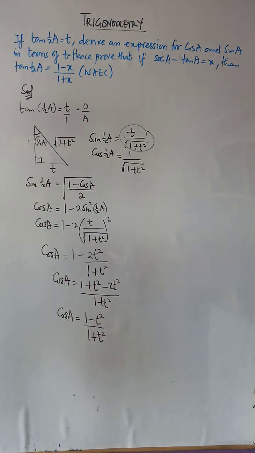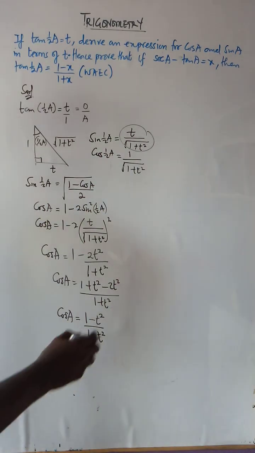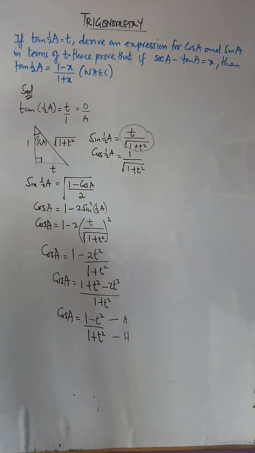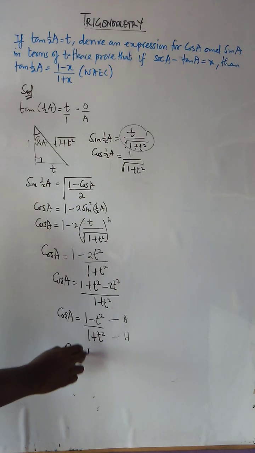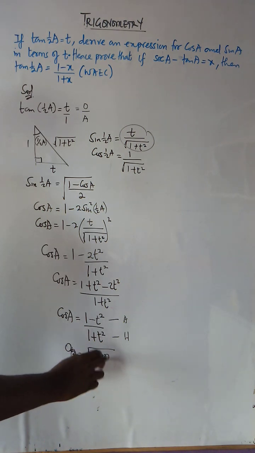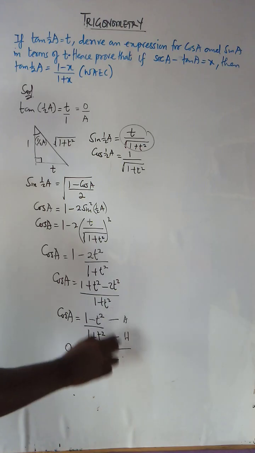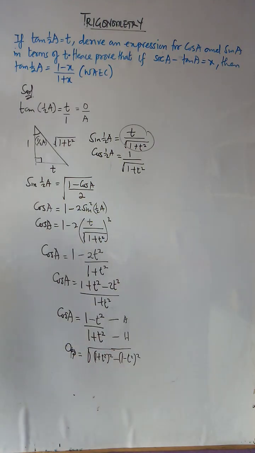So we derived the expression for cos A in terms of t. If you know cos A, we know sin A already. There are many ways you can do this. So this is the adjacent, this is the hypotenuse, so we need to get the opposite. So what's the opposite? The opposite is the square root of hypotenuse squared, that's (1 plus t squared) all squared, minus adjacent squared, that will be (1 minus t squared) all squared. This is from Pythagoras theorem.